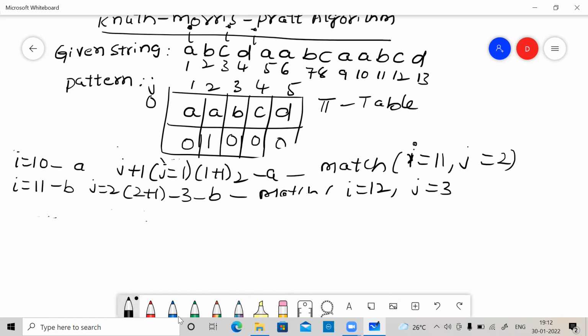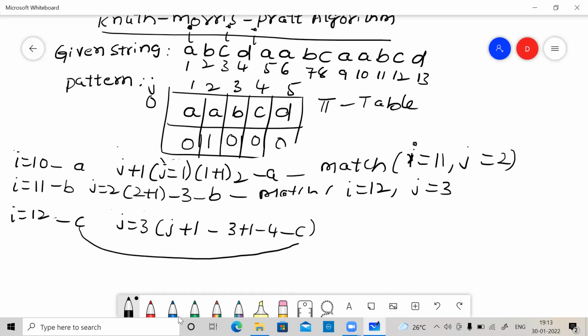Now I is equal to 12. At I is equal to 12, what is the value you are having? C. J value is now 3. So J plus 1 is 3 plus 1, which is 4. At index 4, what is the value you are having? C. So here both are same. Both are same means you have to increment I value. I becomes now 13 and J becomes 4.